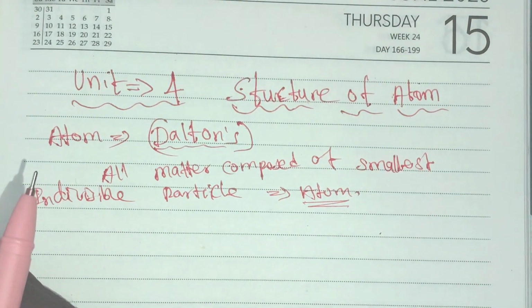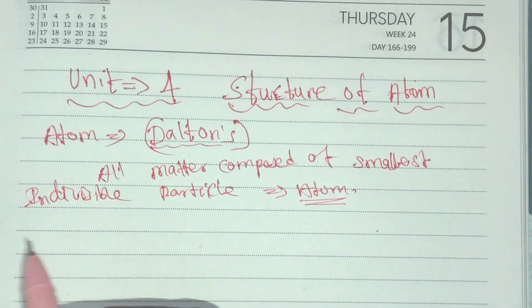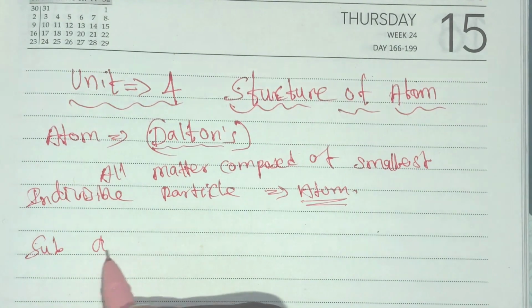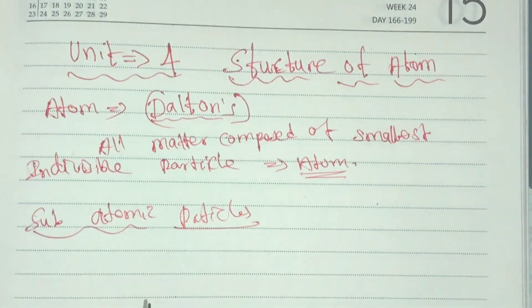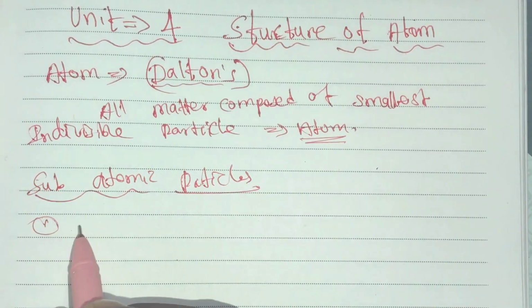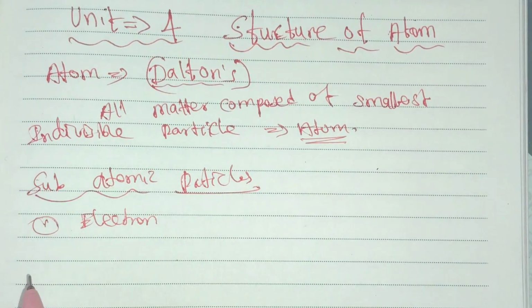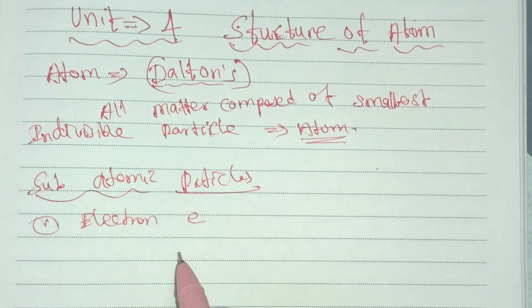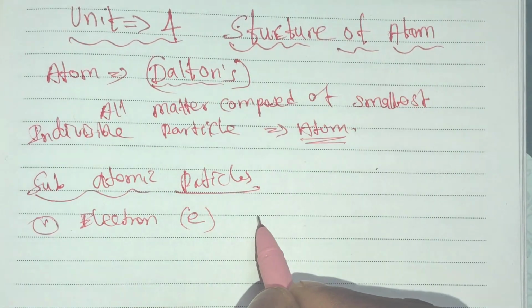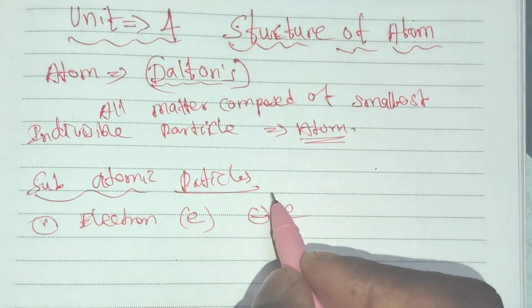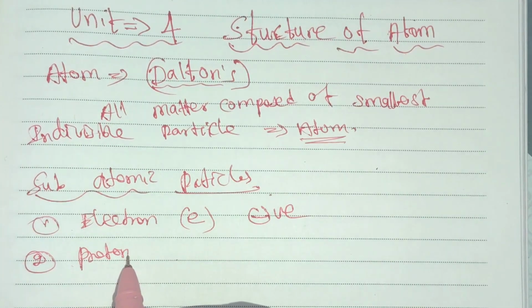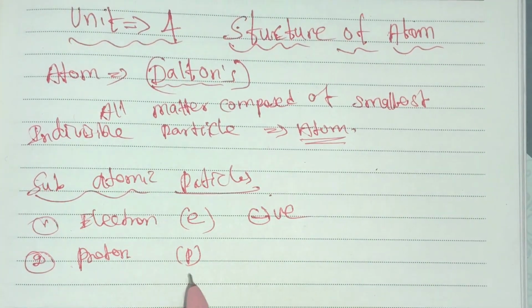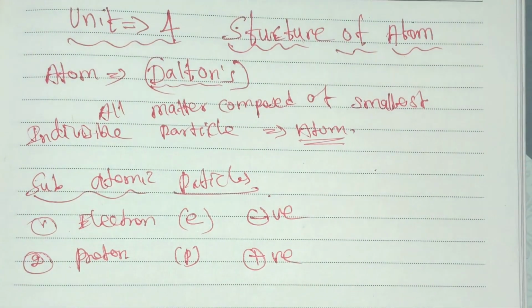Let's go to the subatomic particles of the atom. What are the subatomic particles? The first is the electron, with the symbol e, which has a negative charge. The second is the proton, with the symbol p, which has a positive charge.